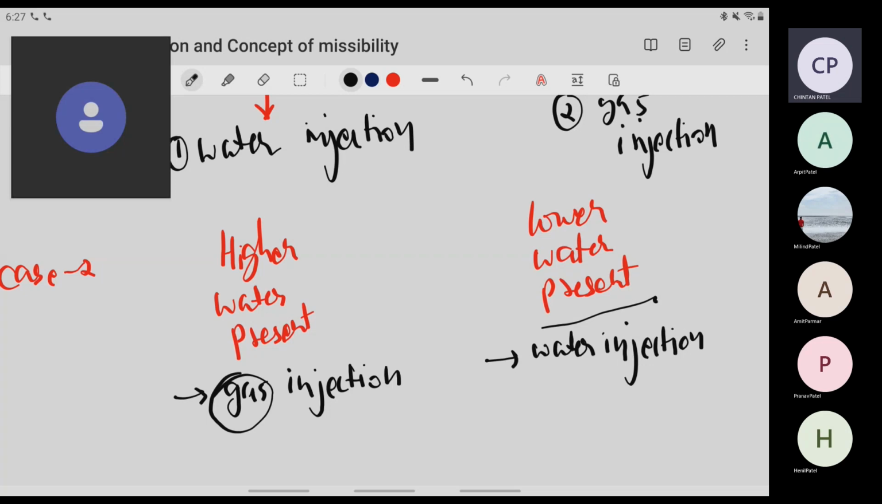So our objective is to flow oil through the larger pores. It's related to the relative permeability curve also. You can understand it by combining these two concepts.